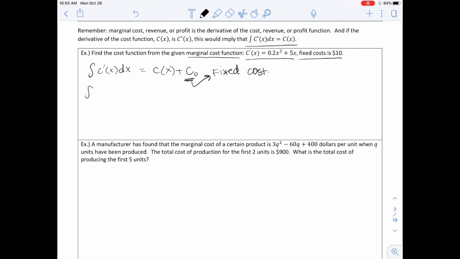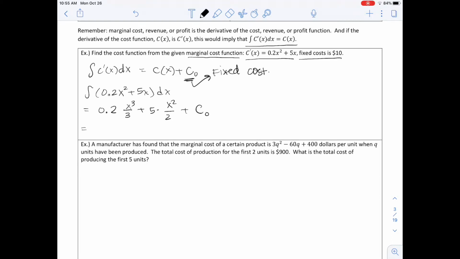And so we need to integrate our derivative, or our marginal cost function, which is 0.2x squared plus 5x. Do not forget your dx. Again, it is incorrect if you do forget that. So the 0.2 is just a constant. And then we have x to the third divided by 3 plus 5, which is our constant, x squared divided by 2 plus, again, I'm going to call it c naught this time. And so with our c naught, this is our fixed cost, which is just $10.